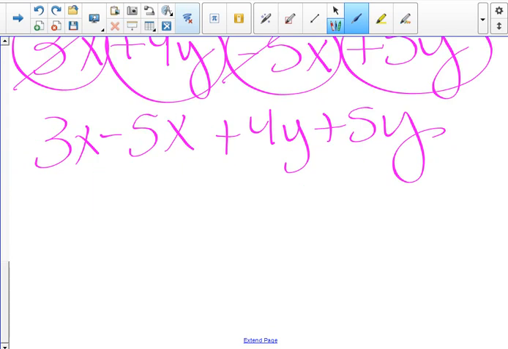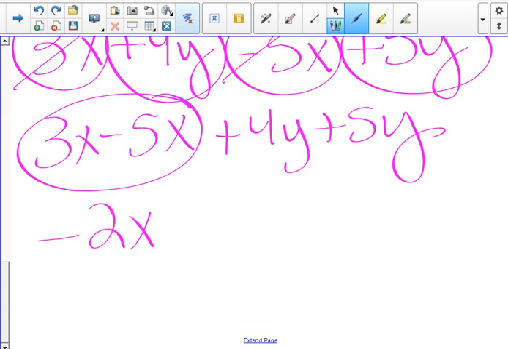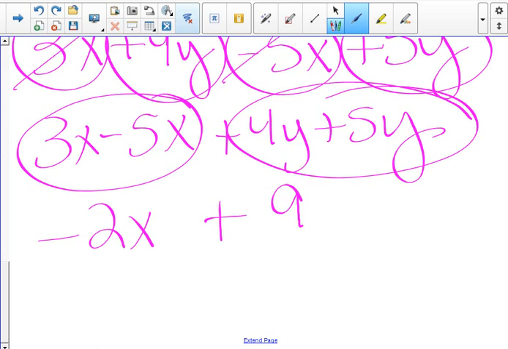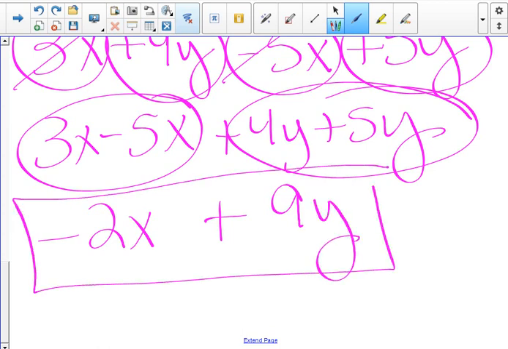Okay, my next step would be to combine my like terms. So this combines to negative 2x, and this combines to 9y. So there's your answer, negative 2x plus 9y.